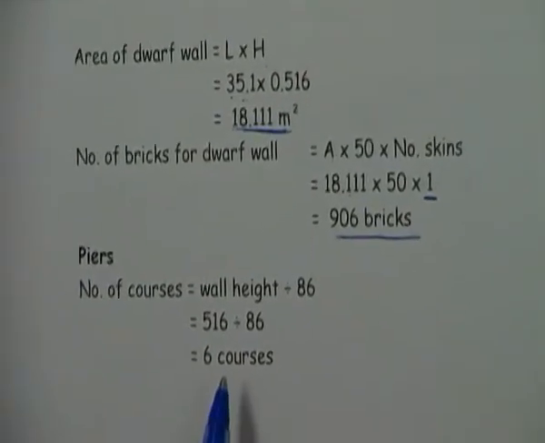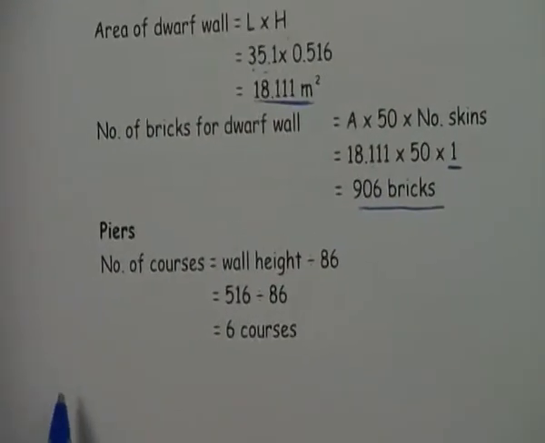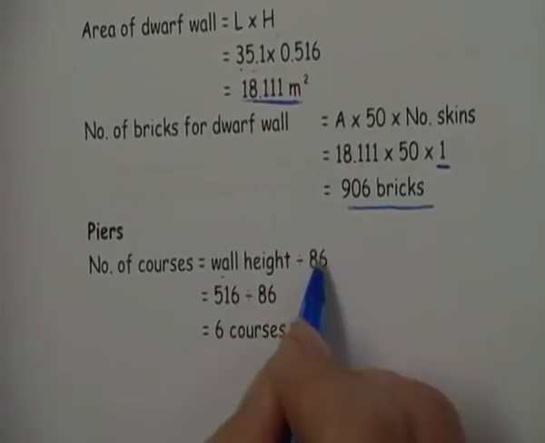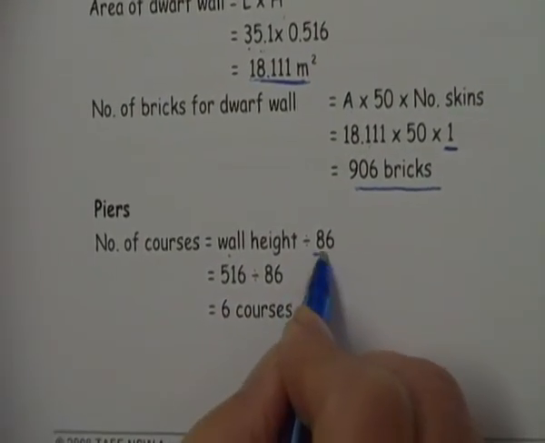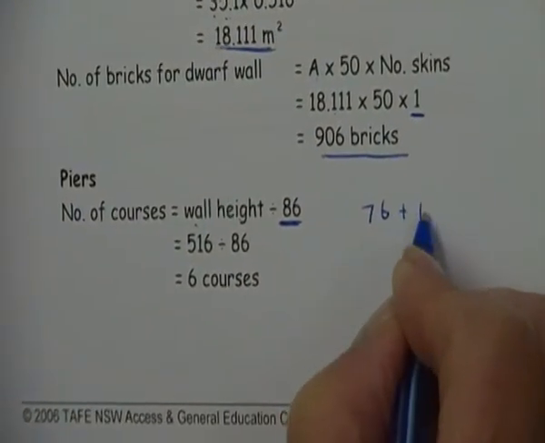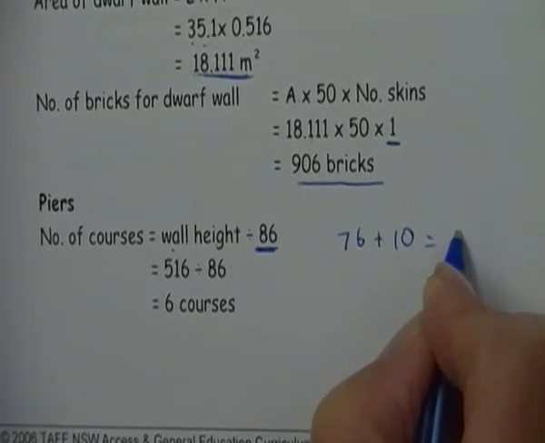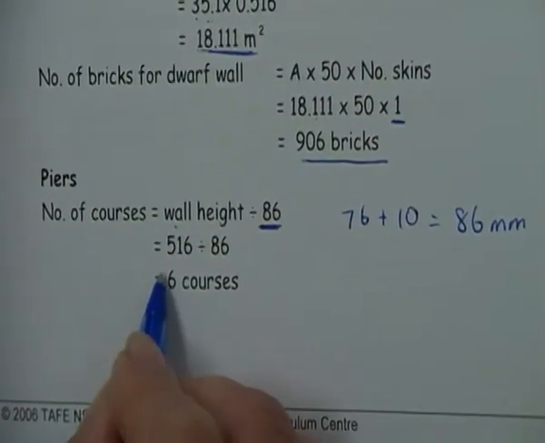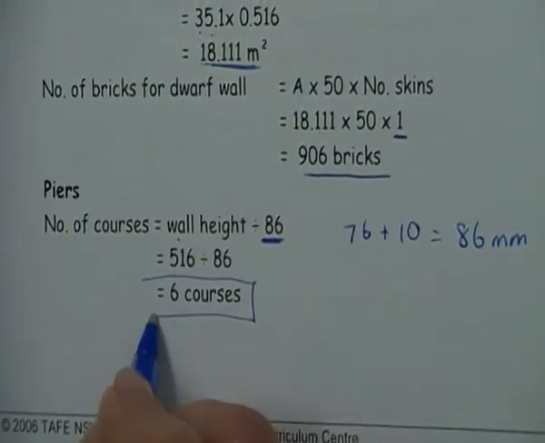Now we have to work out our courses. How many courses? So the formula or rule is the wall height divided by 86. Why 86? The height of a brick is 76 plus 10 millimeters of mortar, so 86. So we've got 6 courses.